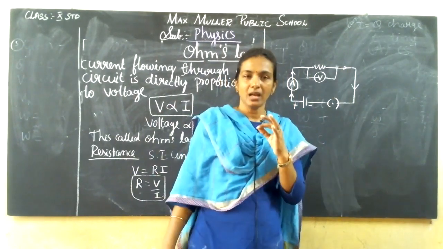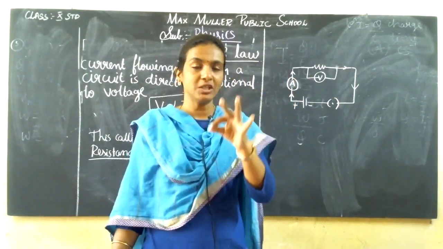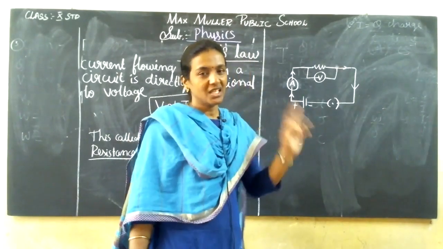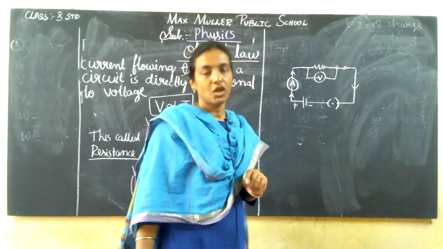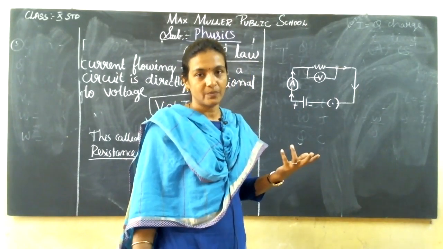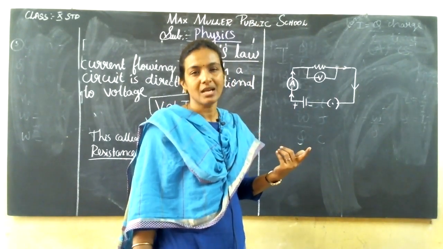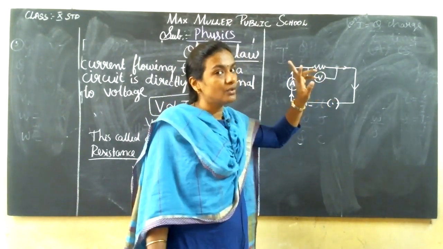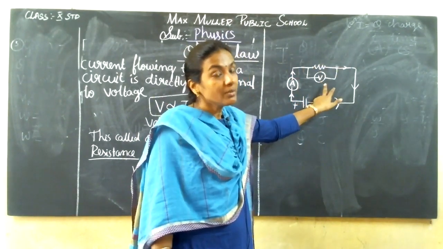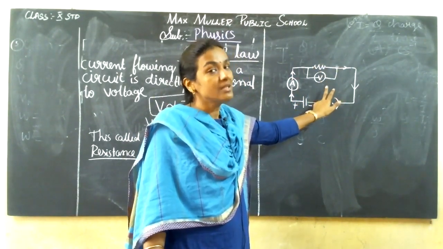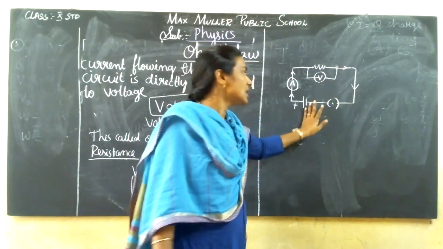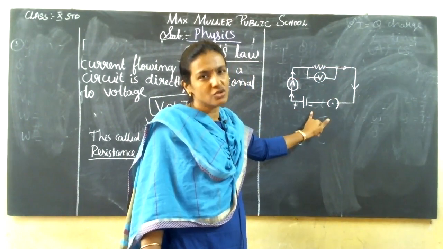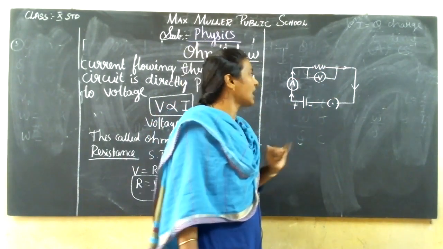What my exact point is to explain to you guys here: we are having only one battery. Battery means what here? Voltage. This is the voltmeter. Don't get confused. The voltmeter is the instrument which measures the voltage here. So where will we get the voltage? We will get it from the battery itself. This is the source. So one battery I have kept here.